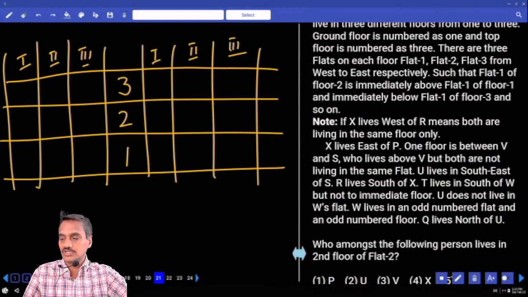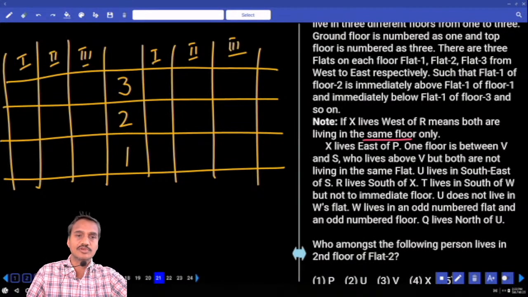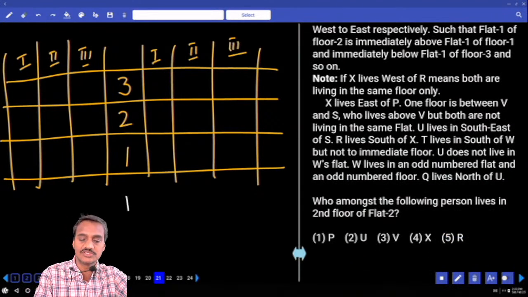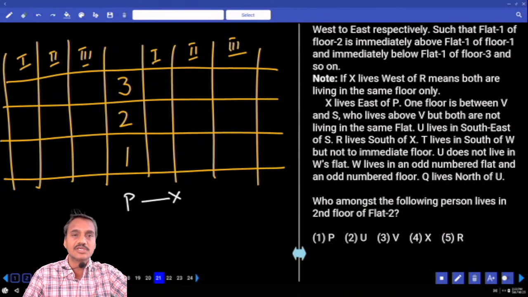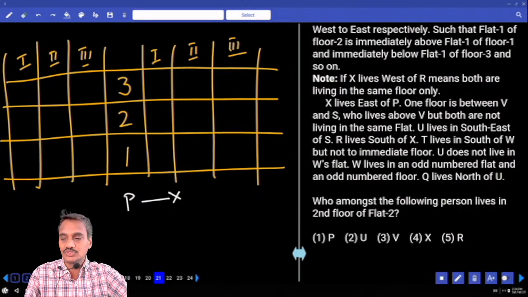And X lives to the west of R, which means both are living on the same floor only. Need not necessarily be immediate. What does that mean? Then, X lives to the east of P. Where is this X? X is to the east of P. That means P and X must be on the same floor.